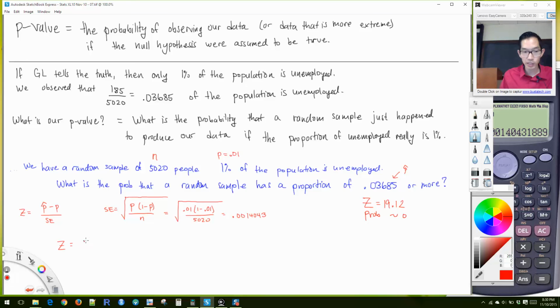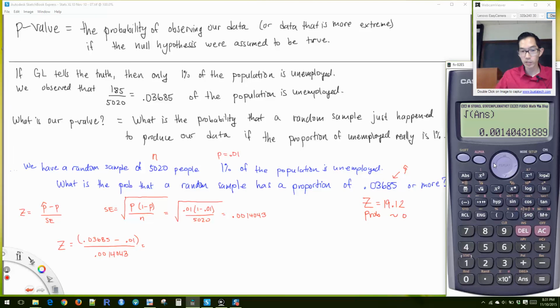So my p hat is 0.03685 minus p, which is 0.01, divided by the standard error, which is 0.0014043. Okay, so I'm going to put this in my calculator. I put this in the numerator, and I divide by this.